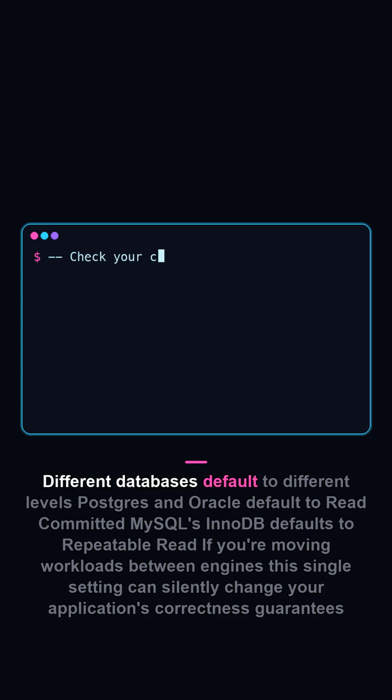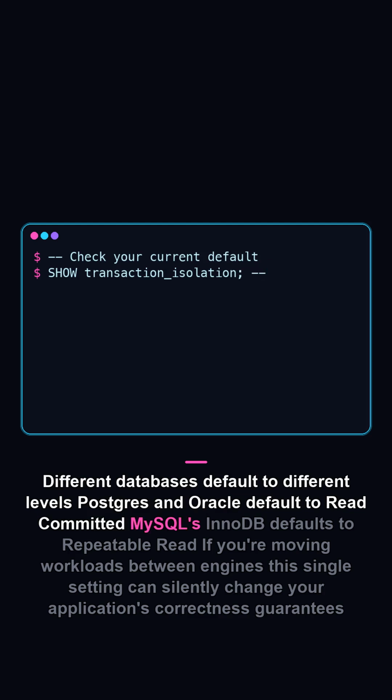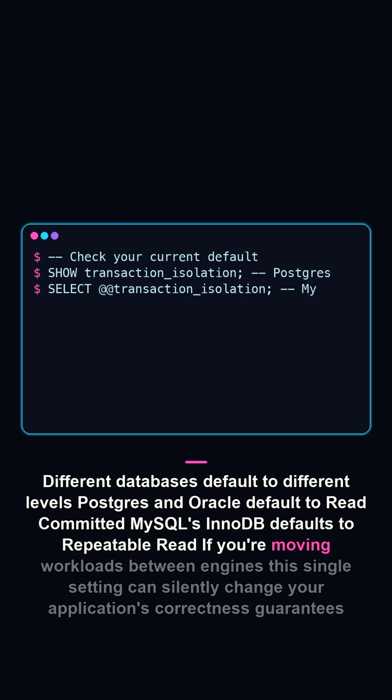Different databases default to different levels. Postgres and Oracle default to Read Committed, MySQL's InnoDB defaults to Repeatable Read. If you're moving workloads between engines, this single setting can silently change your application's correctness guarantees.